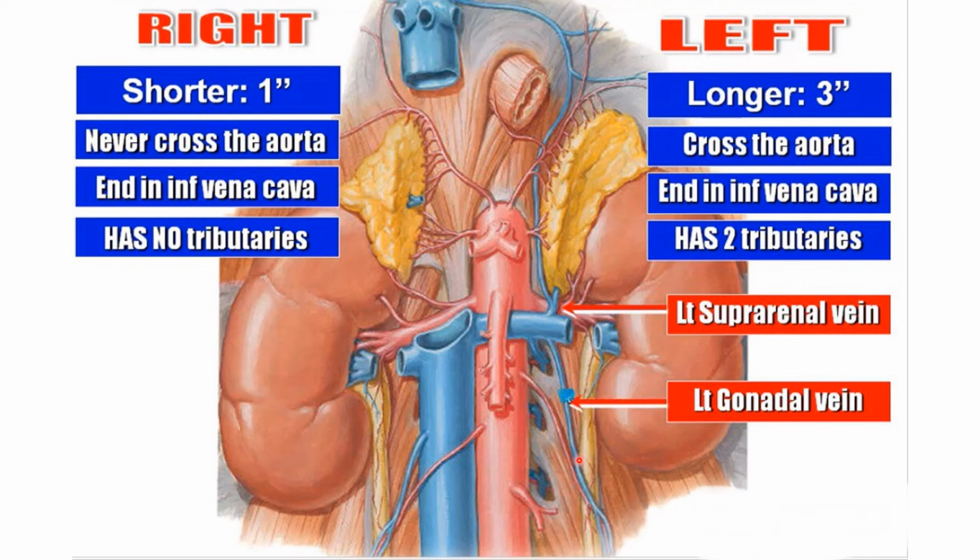Okay, again, let's compare the right and the left renal veins. We said that the right renal vein is shorter than the left because the left crosses the abdominal aorta. We said that both the left and the right renal veins empty into the inferior vena cava. The right renal vein has no tributaries, but the left renal vein has 2 tributaries, the left suprarenal vein and also the left gonadal vein.